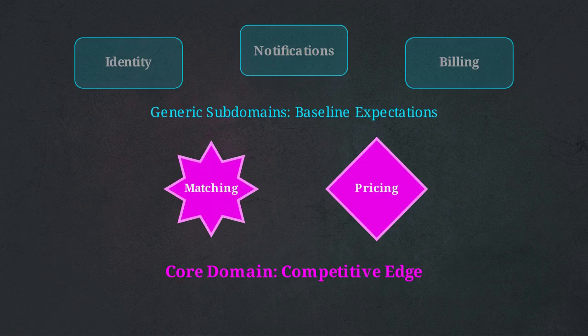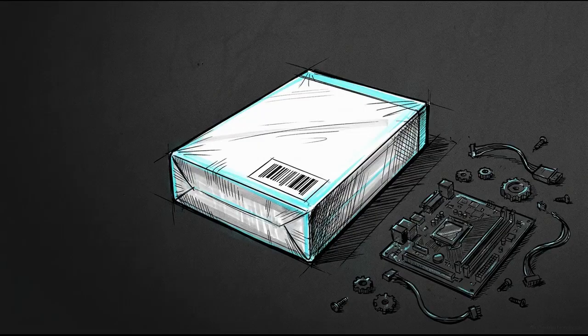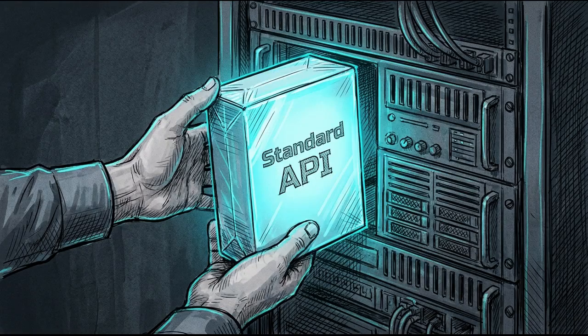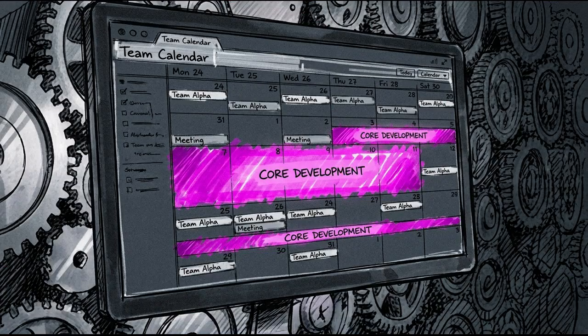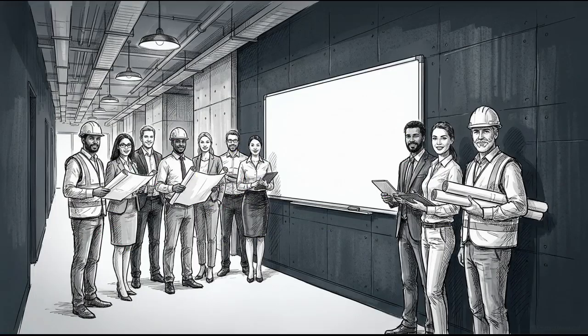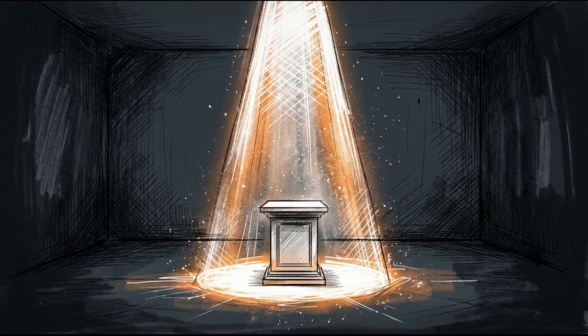It's a baseline expectation. Because they do not differentiate the business, you should never build generic subdomains from scratch. Architects should buy off-the-shelf solutions, integrate open-source libraries, or enforce strict standardization to prevent these areas from absorbing custom engineering hours. Explicitly classifying and offloading generic subdomains frees up massive amounts of engineering bandwidth. It allows the team to accelerate iteration on the core domain by removing the constant maintenance burden of custom building standard utilities.